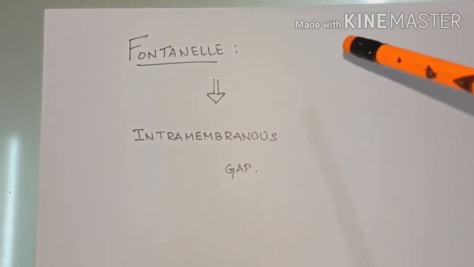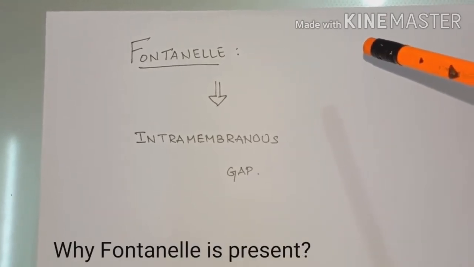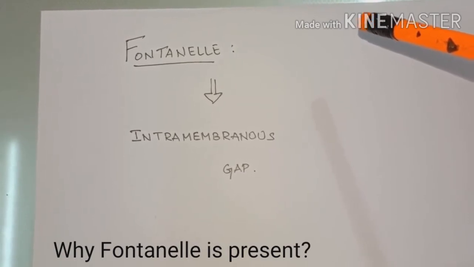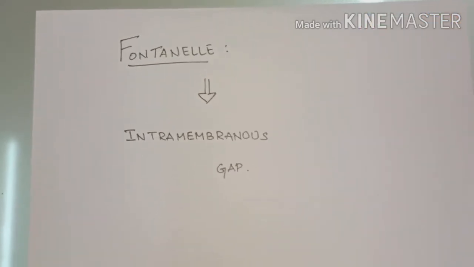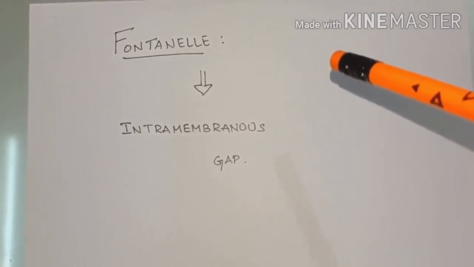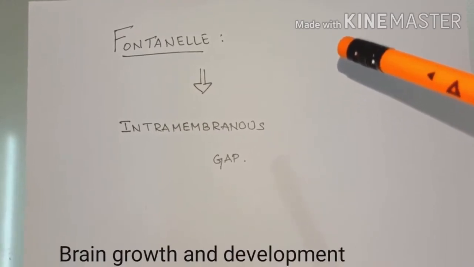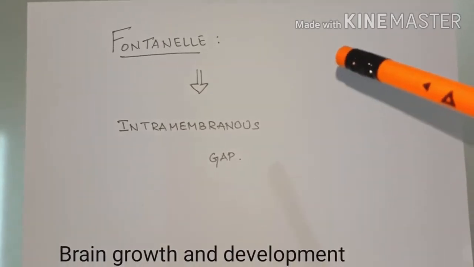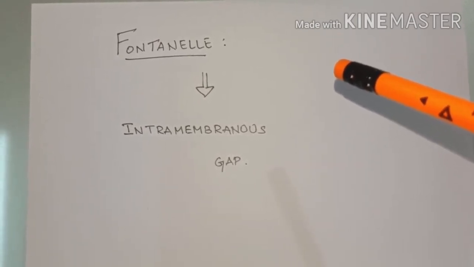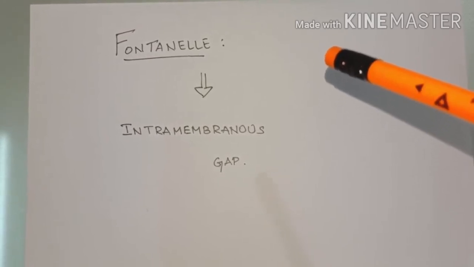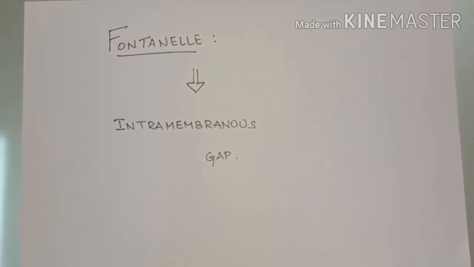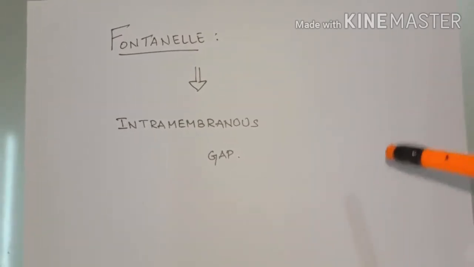So why is it needed? Why is this intramembranous gap present? Let me tell you. These fontanelles are needed for the baby's brain growth and development. Now we'll go to our topic, anterior fontanelle.